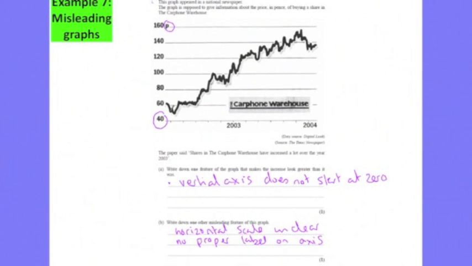And then also this line, the fact that the line is very thick and there's a shadow behind it. This is another misleading feature of this graph. The thickness and shadow of the line.